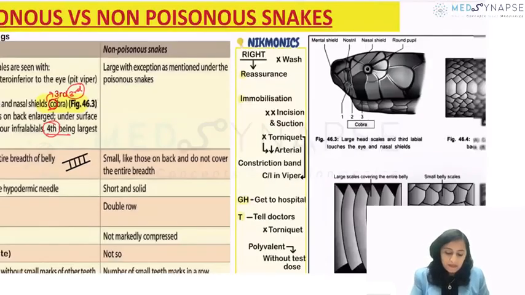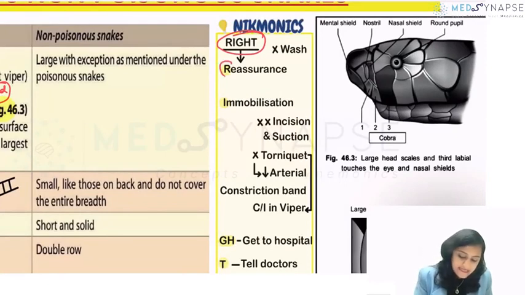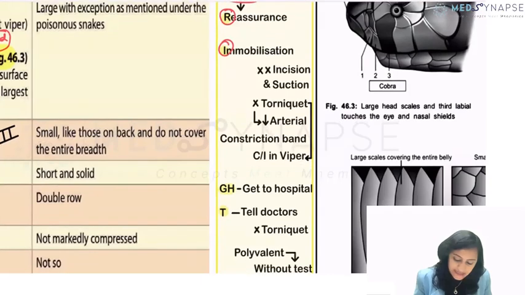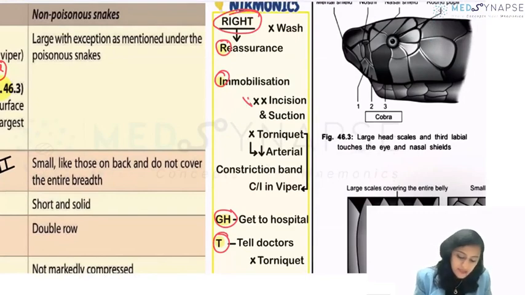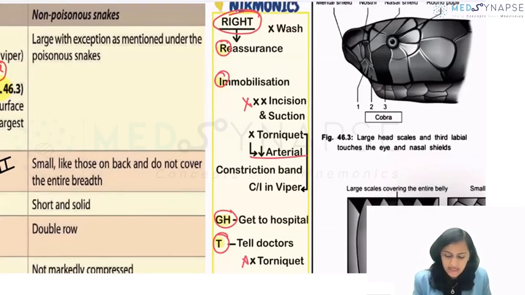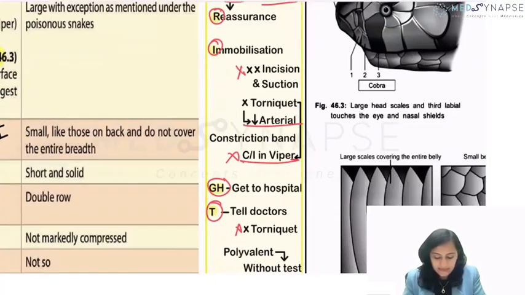You have the RIGHT approach for snake bite. Remember the full form of RIGHT: reassurance, immobilization, get to the hospital and tell the doctor. Important point to be noticed here: I is not incision or suction. T is not tourniquet. The tourniquet can decrease the arterial blood supply and lead to ischemia. It is contraindicated in viper for sure. Do not wash the bite, and no incision, no suction.